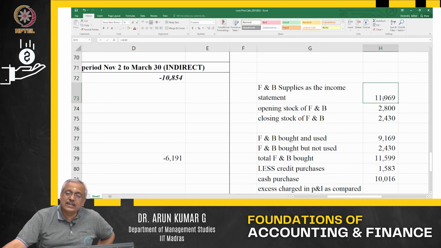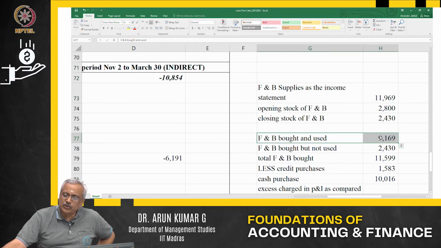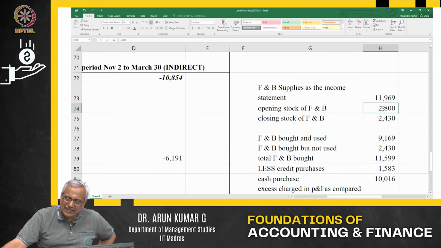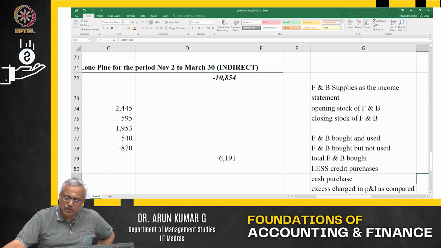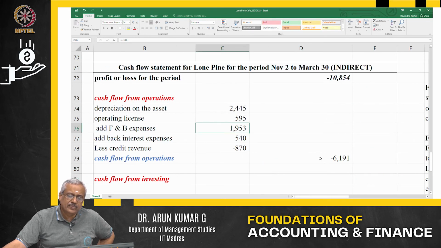F&B charged so much. What is the F&B used? Bought and used means this amount which is charged minus the opening stock. What is bought but not used? What is the closing stock? I have added this. So what is the total F&B bought? I have got minus what is due, the cash purchases that I have made, and that is what I have taken.